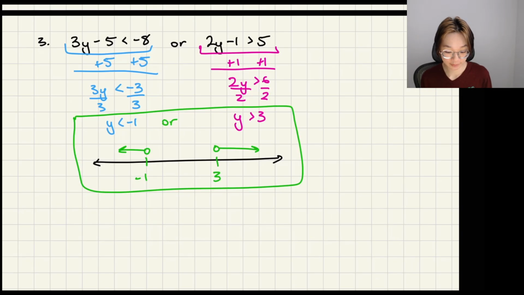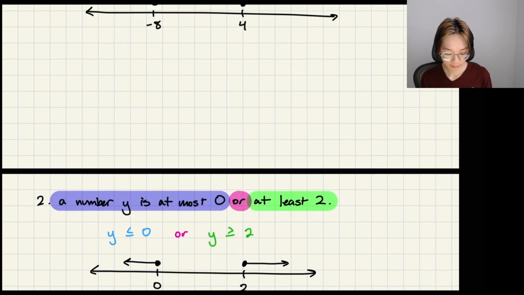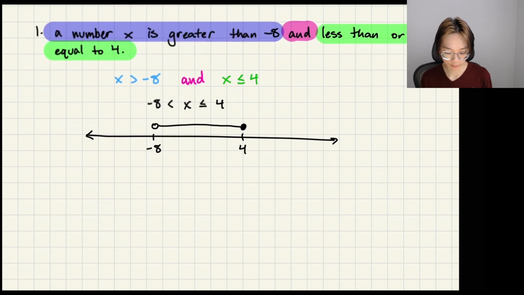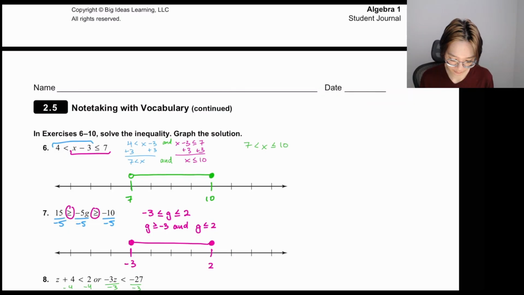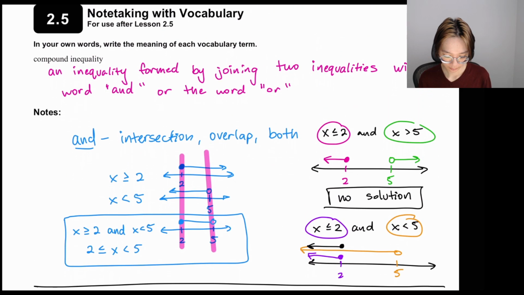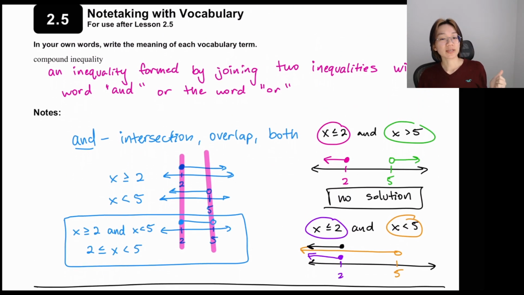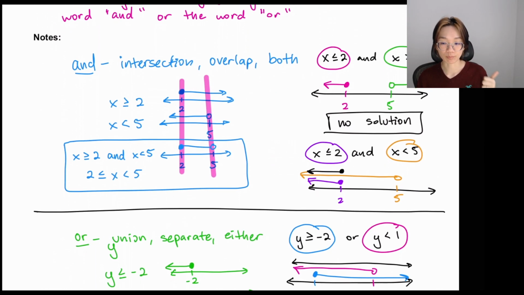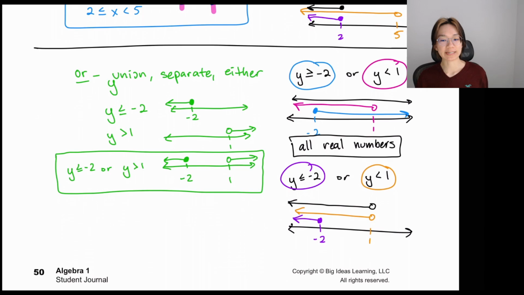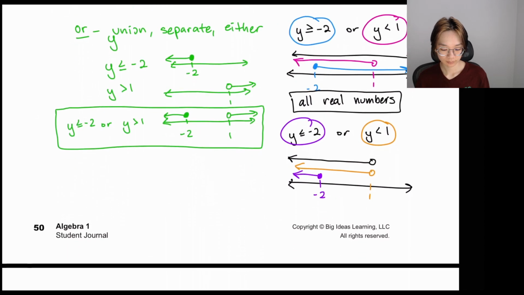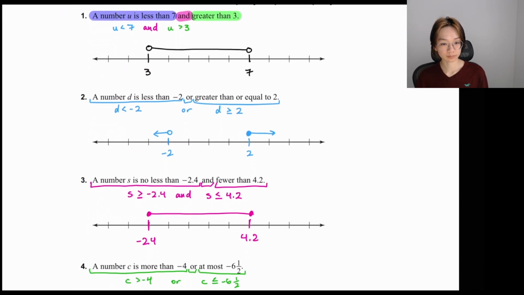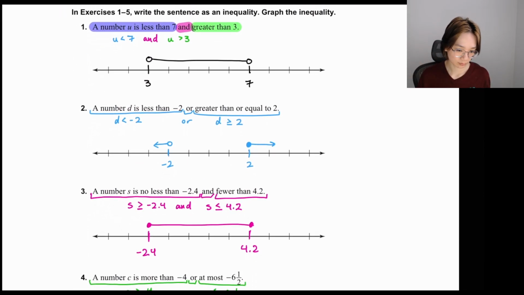So, in summary, compound inequalities are two inequalities joined with and or or. And is when both of the inequalities have to be true, so it's where they overlap. Or is where either one of them can be true. They don't have to be true at the same time, just one of them has to be true. And then you can just solve and graph them like normal.